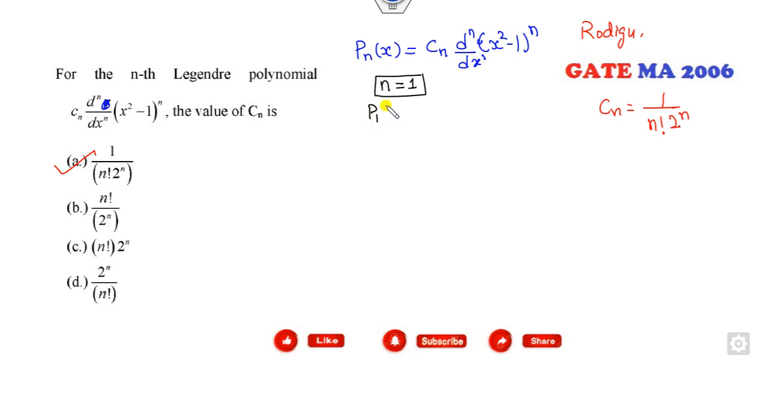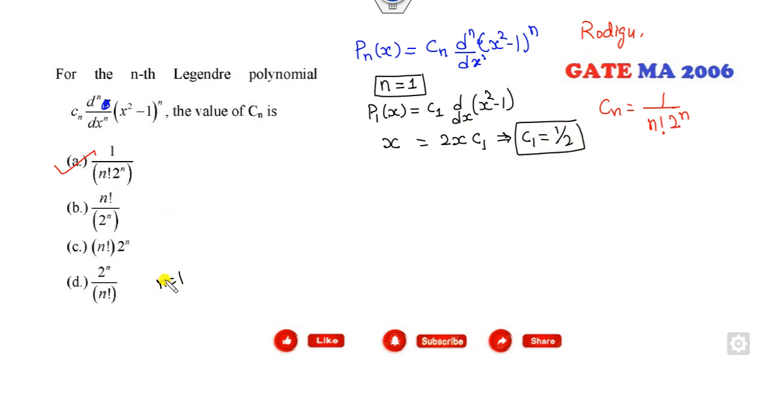The left hand side will be P1(x). It will be my C1 times the first derivative of x square minus 1. What is the first derivative? 2x. What is P1? x. So what is the answer for C1? C1 will be 1 over 2. So if I substitute n equal to 1 here, it will be 2 to the power 1. So this option cancels, this option cancels, 1 over 2 may be correct, that may be correct.